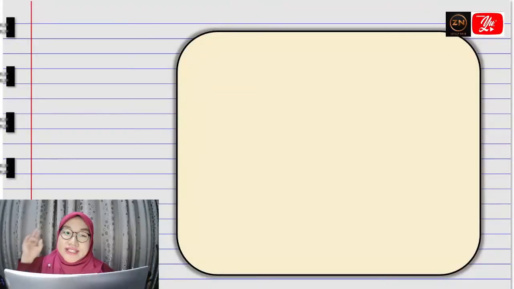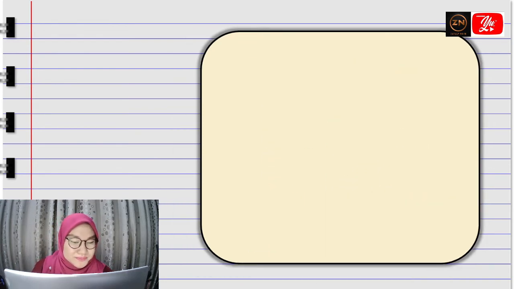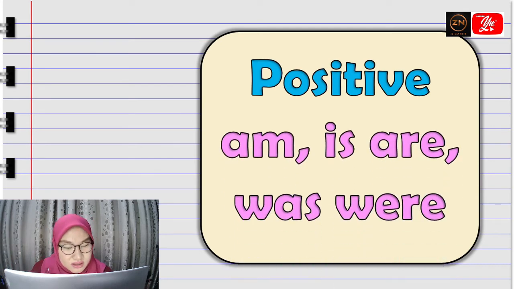Alright, now let's move on to the second part of today's lesson, which is we are going to look at the positive and negative form of those verbs to be. Now this one is easy, so just look at what I am going to show you. Alright, the positive versus negative verbs to be. First of all, we are going to take a look at the positive ones, which are obviously the ones that you have just learned, which are am, is, are, was, and were. Those are the positive verbs to be.